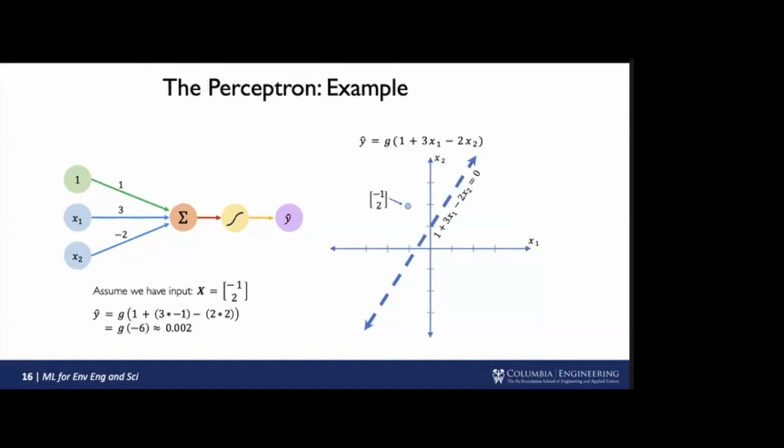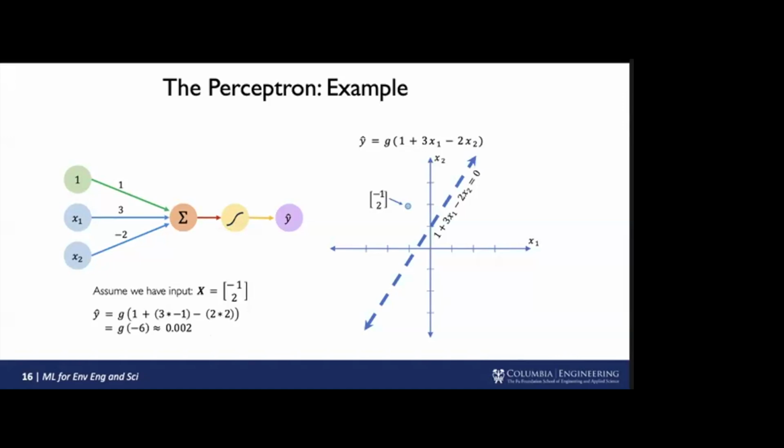Okay, now let's evaluate the perceptron at a specific input. Assume we have the input vector x equals 1 and 2. So let's plug this into the linear part of the model. What do we get? It's 1 plus 3 times minus 1 minus 2 times 2, right? The result is minus 6.